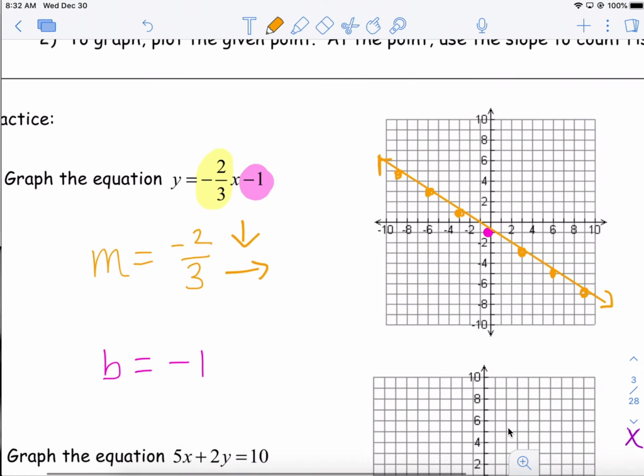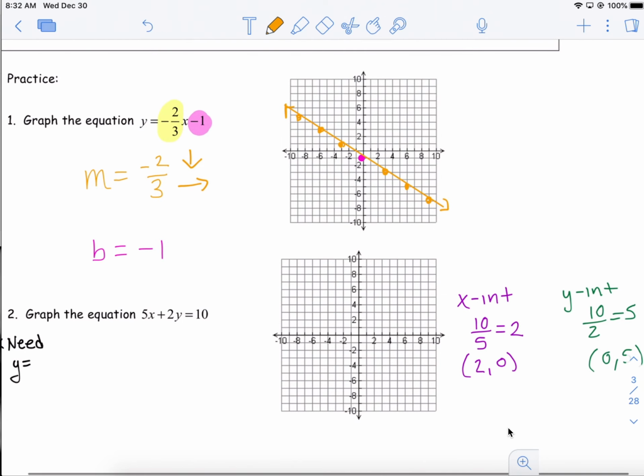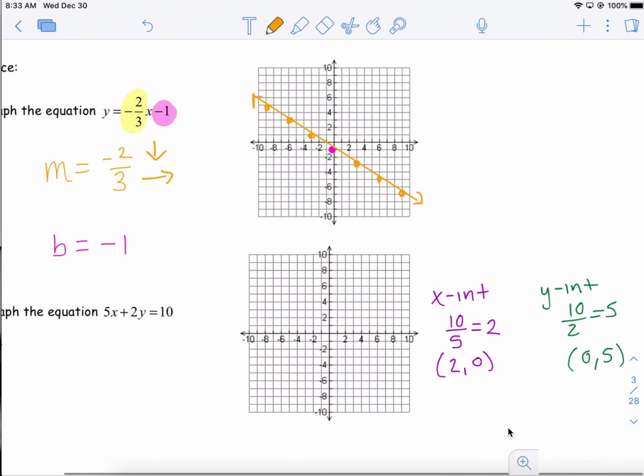All right. Second equation, you are trying to graph this from standard form, which means you have two options. You can either do x-intercepts, which I did to one side, or you can rewrite it to y equals mx plus b. Intercepts are way faster, way easier if they work. So let me show you what that looks like.